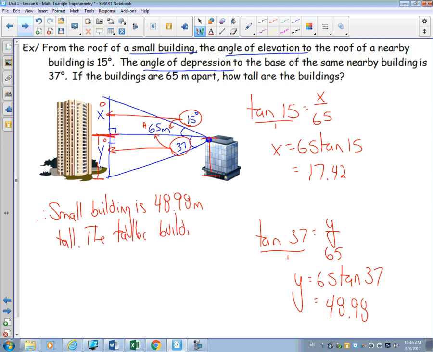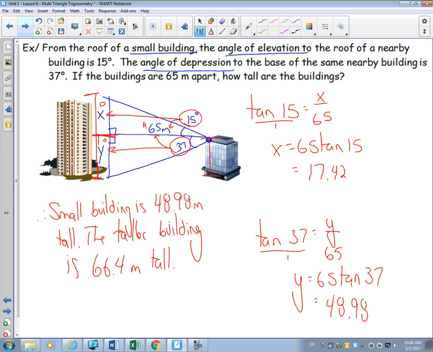The taller building is both x and y together. And it goes from y all the way up to x. If I add those two values together, we get 66.4 meters tall. And we solved it.